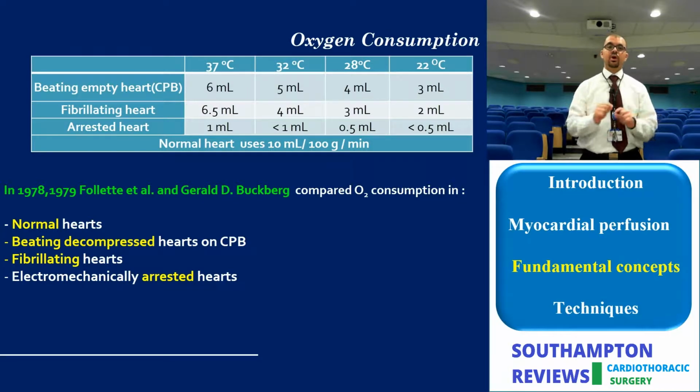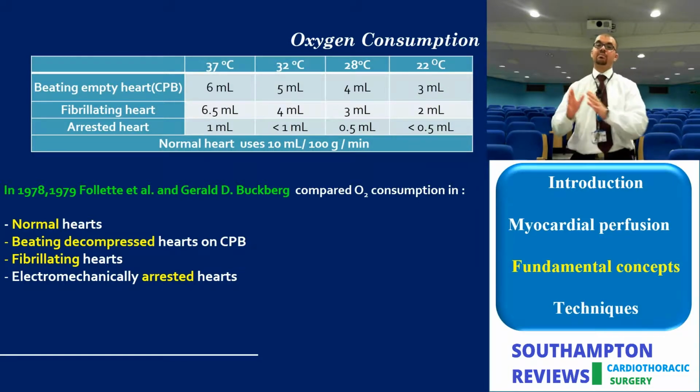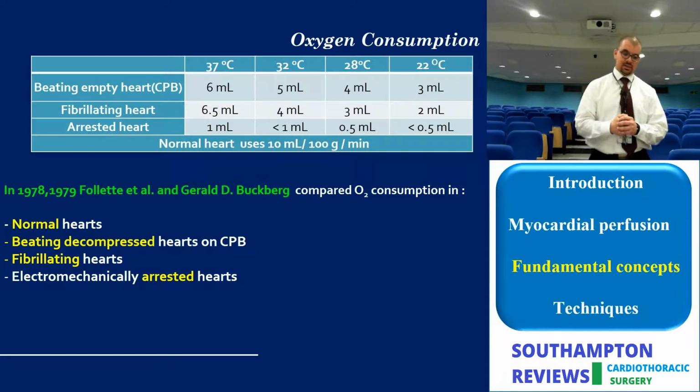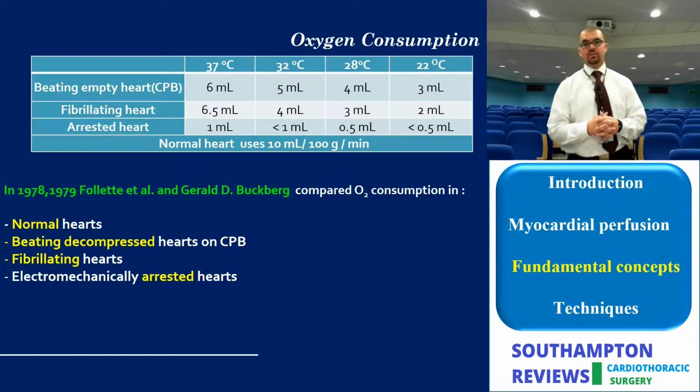That is, they looked into how much oxygen is required at these various different states. And the conclusion was electromechanical arrest is the best state of protecting the heart. It reduces the oxygen content to its least level. All the other states, yes, they reduce the oxygen requirement, however, nothing matches electromechanical arrest. This was the conclusion of the study.